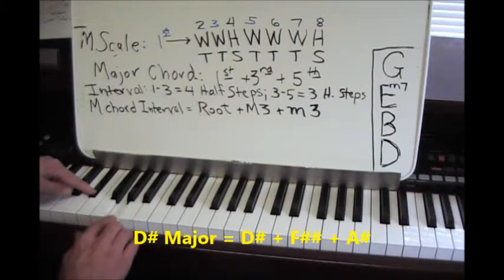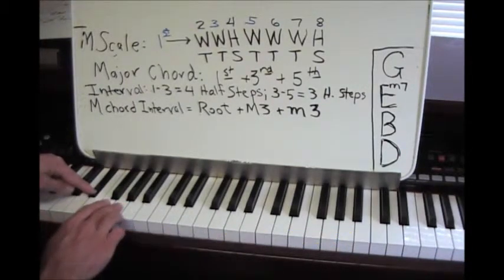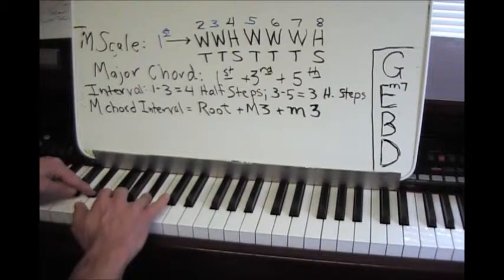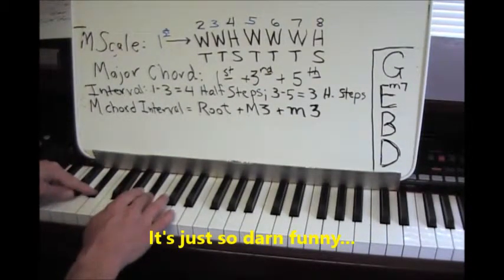This one here, which we normally call G, is called F sharp sharp. And even though that sounds funny, that's correct in music theory terminology if we're figuring out what a D sharp major chord is. So it's D sharp, F sharp sharp, and A sharp.